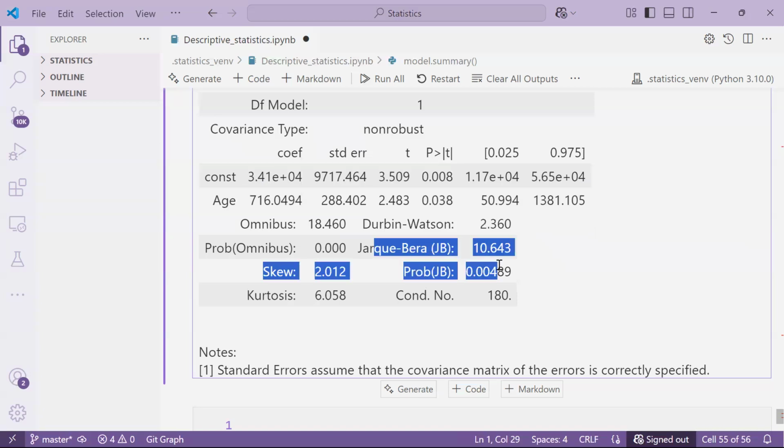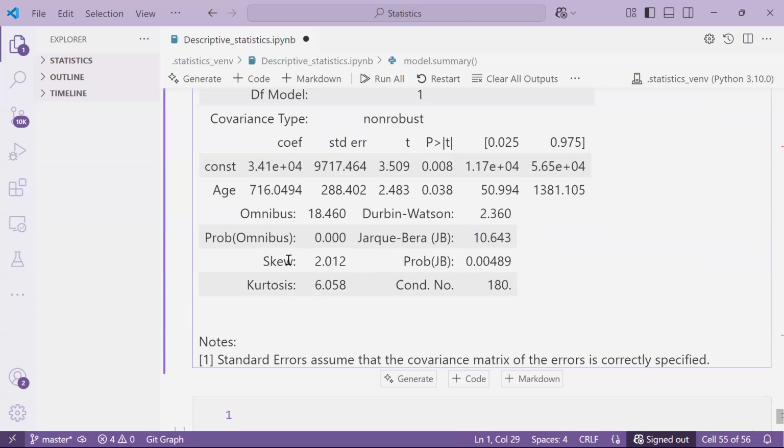Okay, Jarque-Bera, this value indicates whether our residuals are normally distributed or not. If it is less than 0.05, then it is not normally distributed. Like that, here we have a skew value. Skew is some kind of positive value, so it's positively, slightly skewed. That means the data is not normally distributed. There is some kind of variation there.